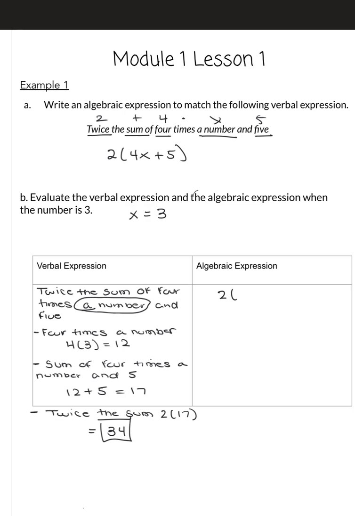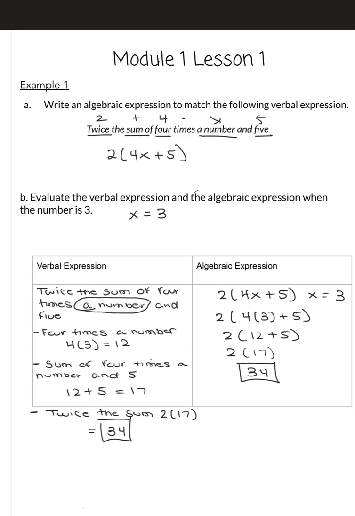We can also do this algebraically. So we know that our expression is 2 times 4x plus 5. And we're going to evaluate when x is 3. So we have 2. We're going to plug in 3 for x plus 5. Again, using order of operations, we're going to look within our parentheses. I see that I have multiplication. So putting my 3 in parentheses shows me that I'm doing 4 times 3. So I have 2 times 12 plus 5. Again, working within my parentheses, 12 plus 5 is going to give me 17. 17 times 2 is going to give me 34.